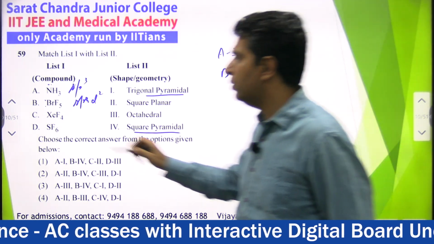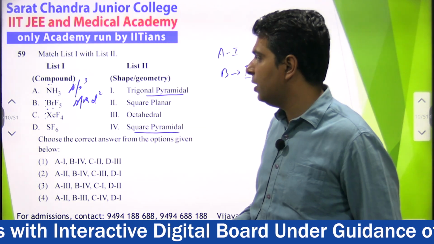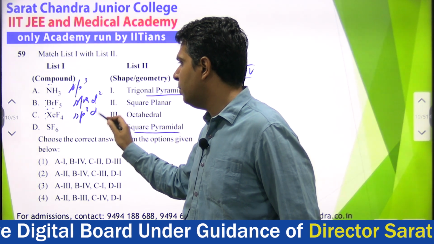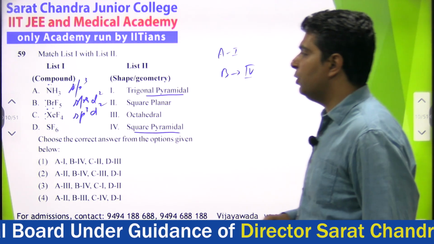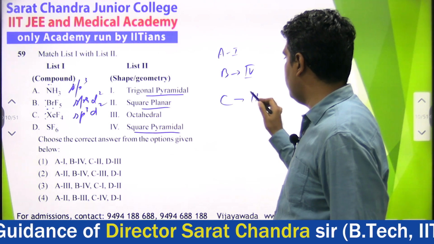Then XeF4, xenon is having 8 electrons, 4 in bonding and 4 in the form of lone pair. So 2 lone pair and 4 bond pair. So sp3d2 hybridization only. And with 2 lone pair, it is square planar shape. So C is corresponding to 2.